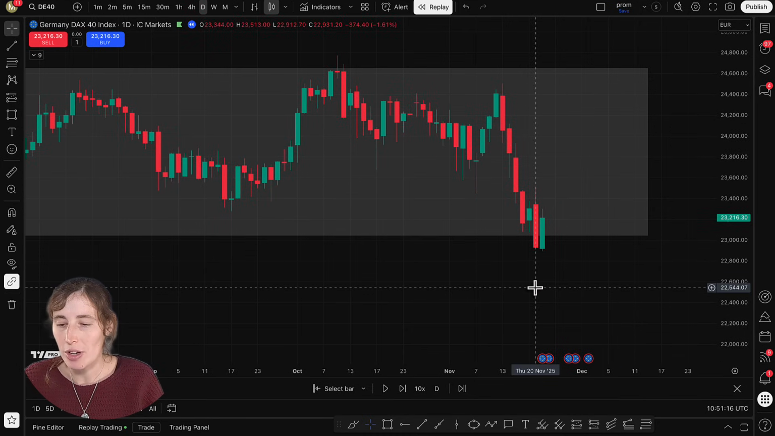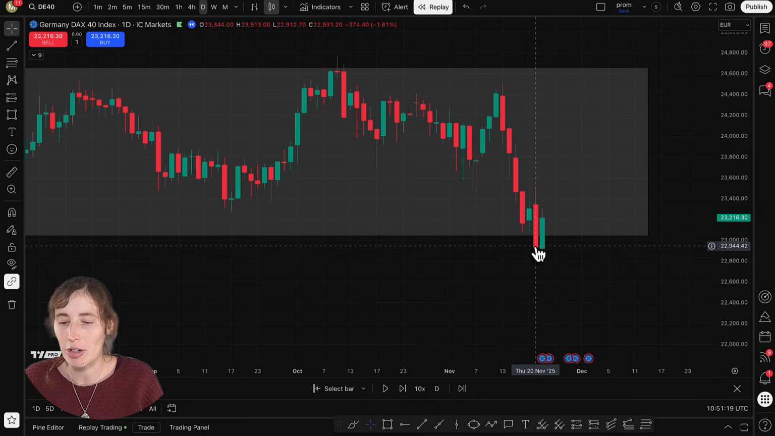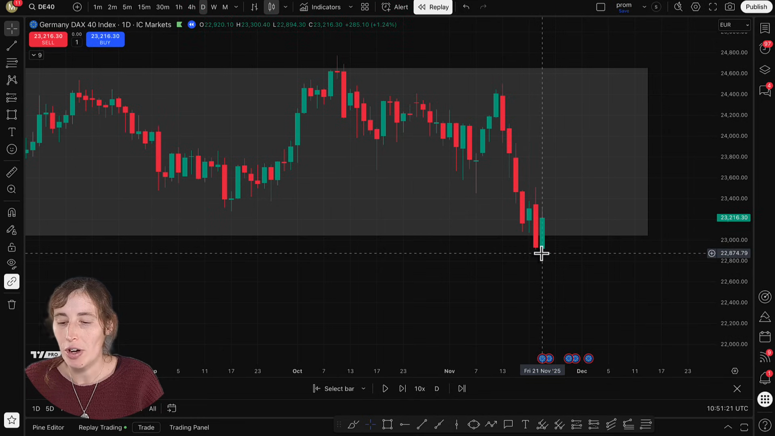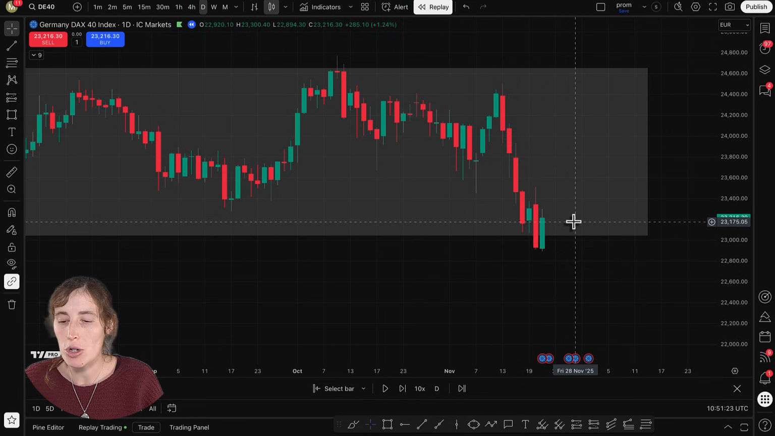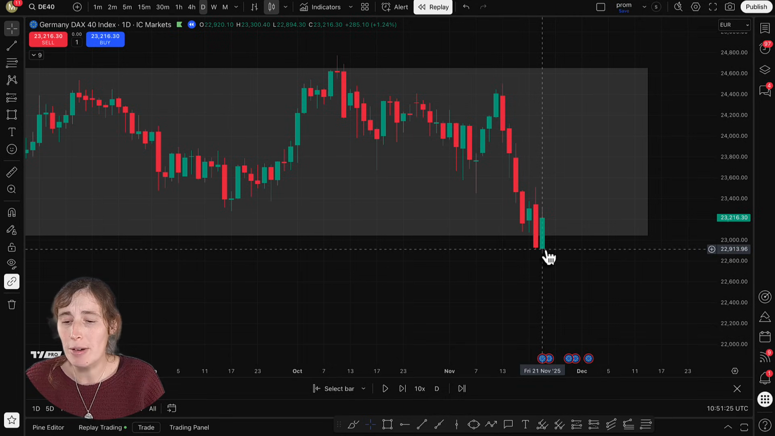So on the Thursday, we got that strong bearish candlestick down, closing below the range. However, on the Friday, we got a strong push up. Now, it wasn't an engulfing bullish candlestick.